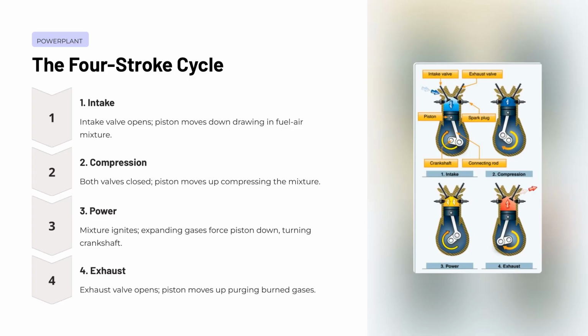Finally, the exhaust stroke clears the cylinder for the next cycle. The exhaust valve opens and the piston moves upward, pushing the burned gases out of the cylinder. It's important to recognize that this entire 4-stroke sequence occurs within just 2 complete revolutions of the crankshaft. In a multi-cylinder engine, these cycles are carefully timed and staggered to produce smooth, continuous power output.